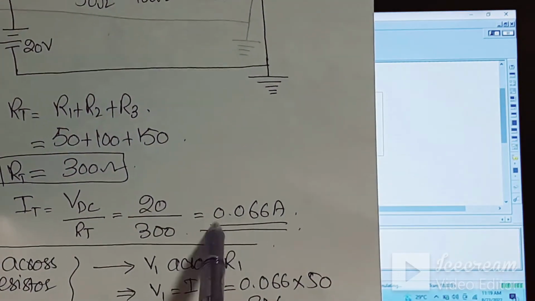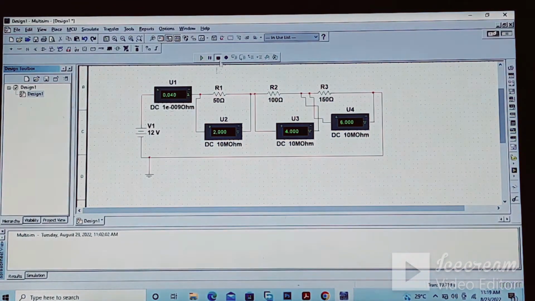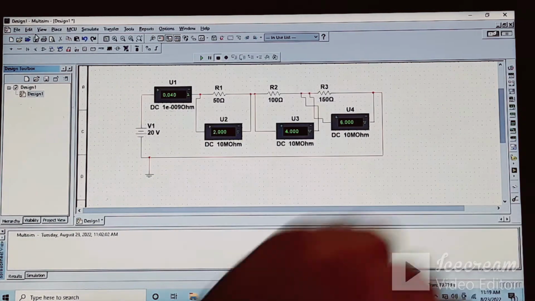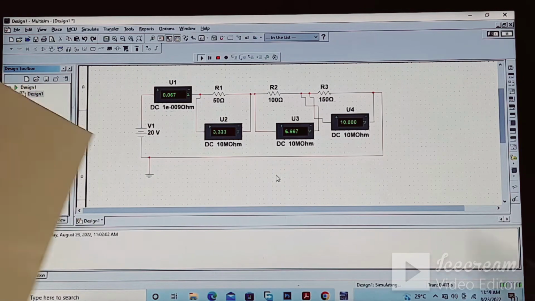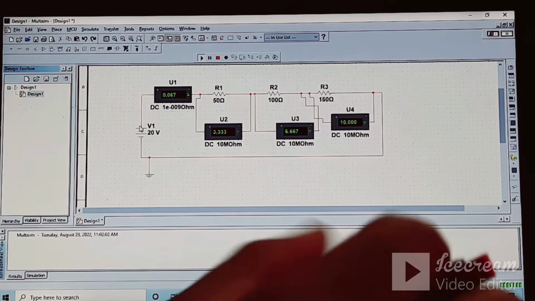So here in this circuit we are applying 20 volts, and here we are getting the current value of 0.0066 ampere. So change the value of the voltage over here to 20 and verify this result. So this is 0.067, almost 0.066 or 0.067 ampere current flowing through this circuit when you are applying 20 volts DC.